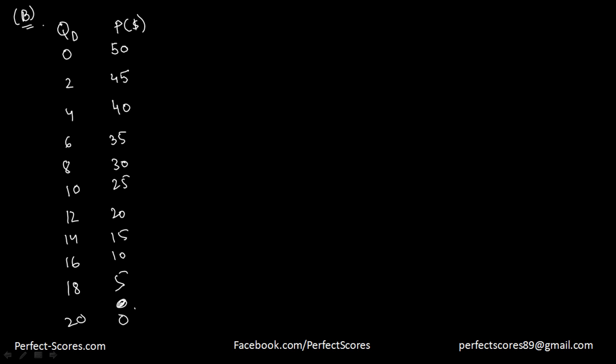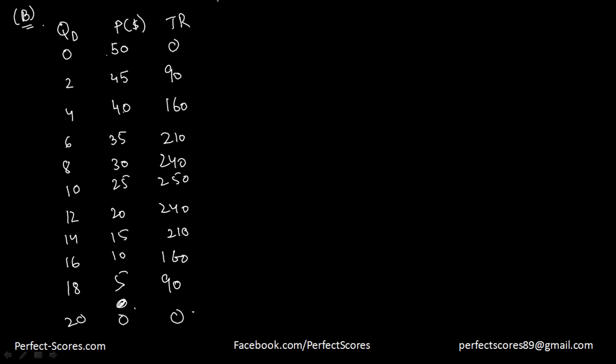It's clearly evident that as the quantity demanded increases, the price decreases. Now what about the total revenue? The total revenue is 0 times 50, which is 0. This is 45 times 2, which is 90. 40 times 4 is 160. 35 times 5 is 210. Then we have 240, then we have 250. I suppose you can make out now what these numbers mean. So this is 210 again, and we have 160, and we have 90, and we have 0.